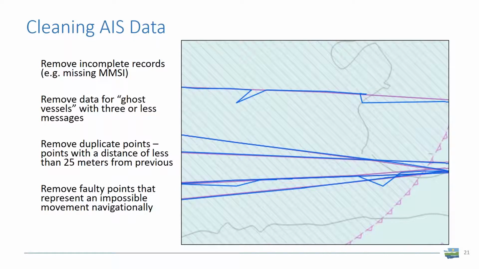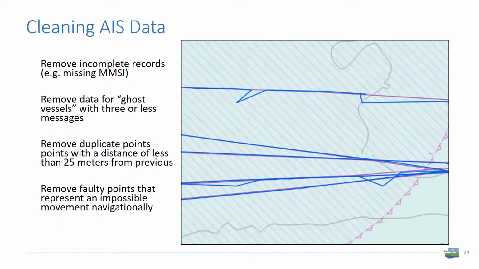We've also come up with an approach for cleaning AIS data. We remove all entries that are missing things like the MMSI, which is a unique identifier that allows us to link the vessels to other vessel information. We remove vessel entries that consist of a very small number of transmissions. People call these ghost vessels. Many of them may be smaller vessels briefly transmitting while at the dock, but whatever they are, they don't add meaningful tracks to our database.